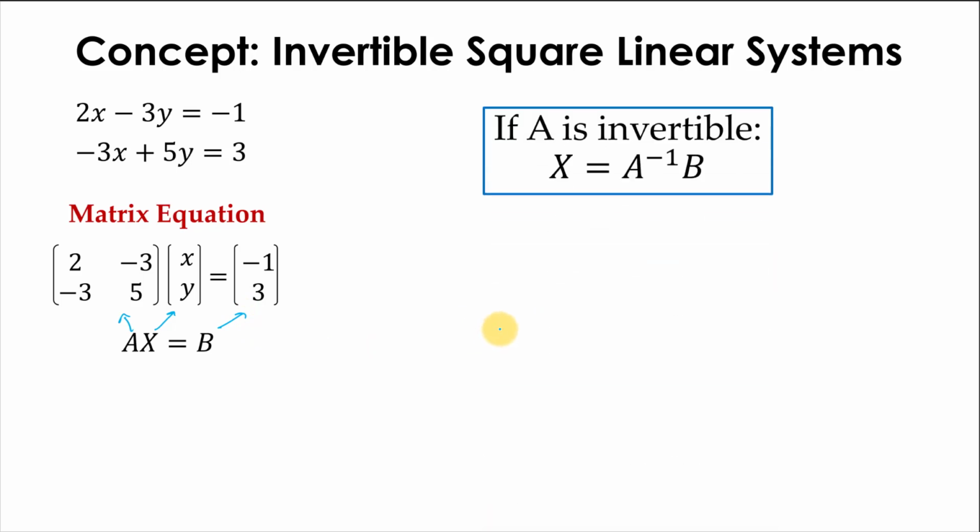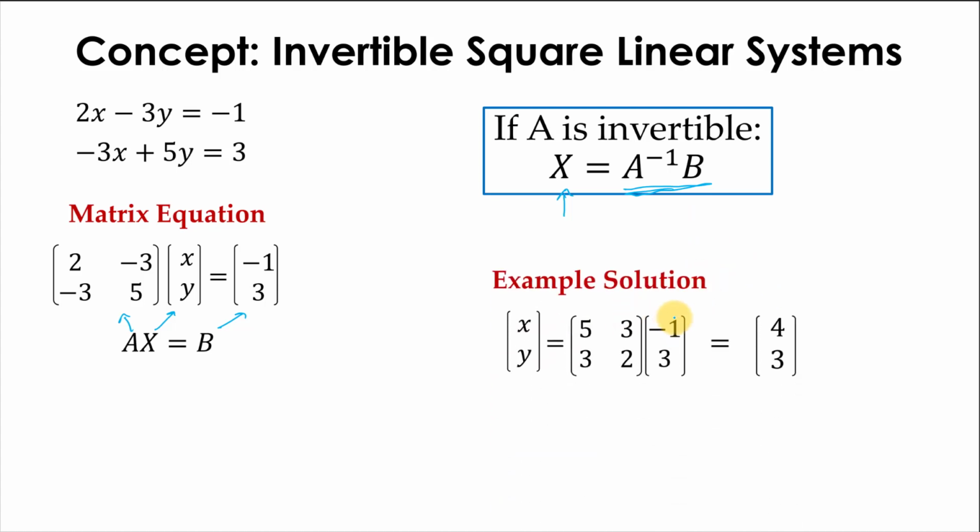Now, if A is invertible, then we can actually solve for our variables. X, again our variables, equals the inverse of A times B. Inverse A times B is going to be our solution for our variables. So, a quick example solution here.